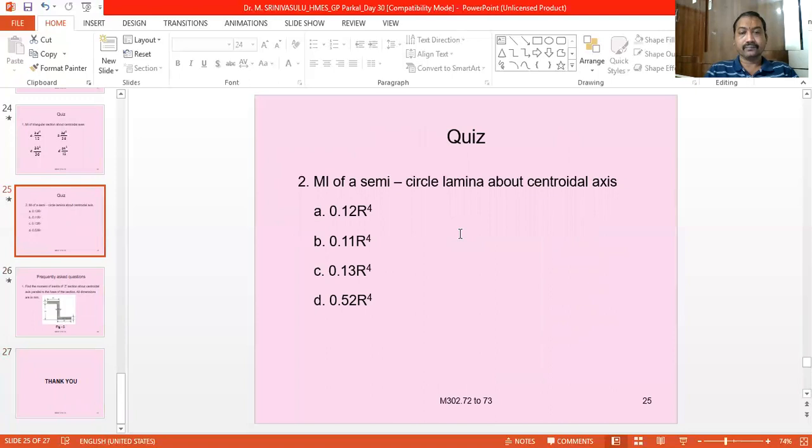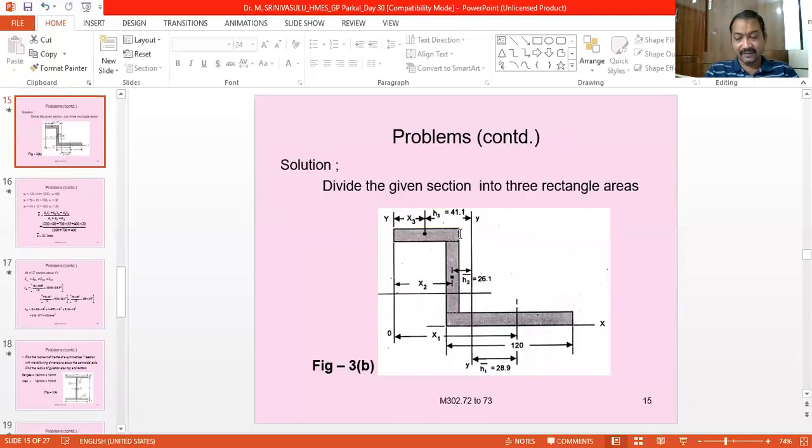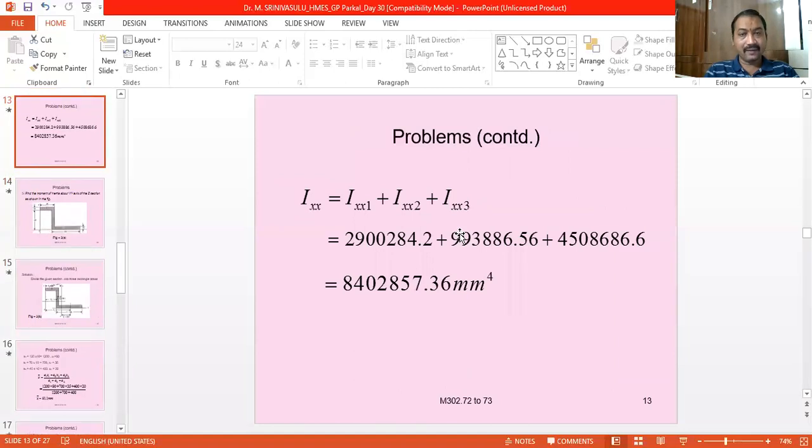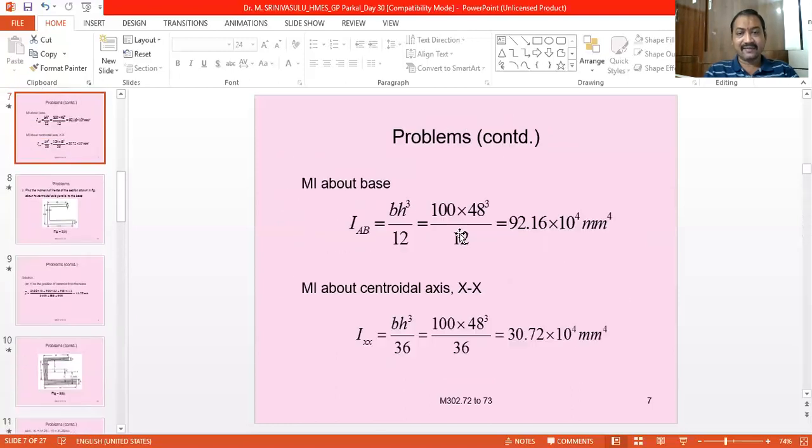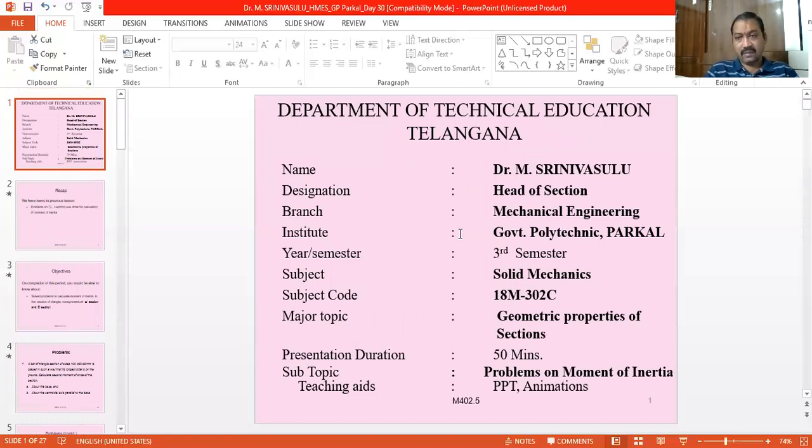And now with this we are completing the chapter, that is the geometric properties of the section. In this chapter we have learned about the geometric problems and locating the geometric properties of sections. What are the geometric properties of sections? The centroid and the moment of inertia are called the geometric properties of the sections.